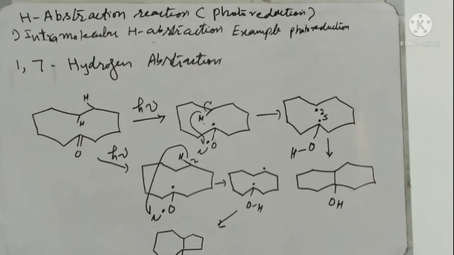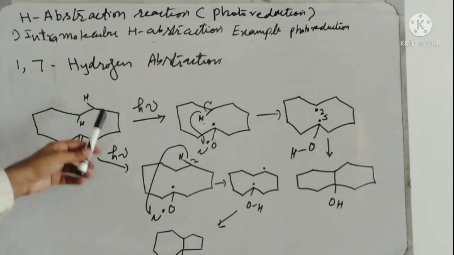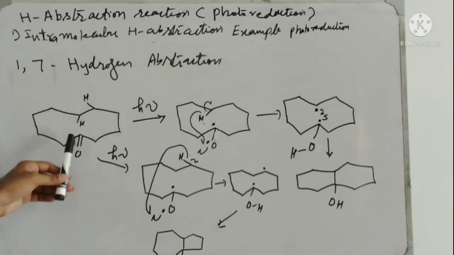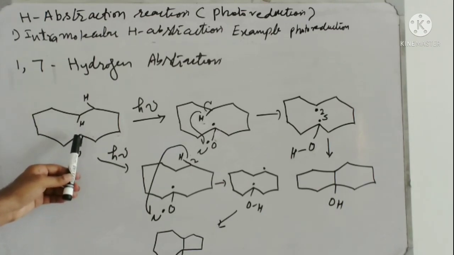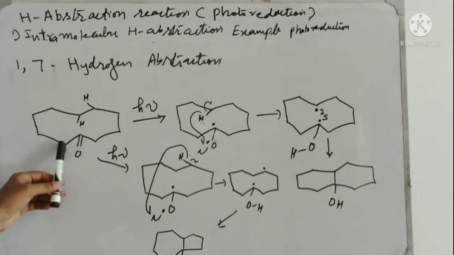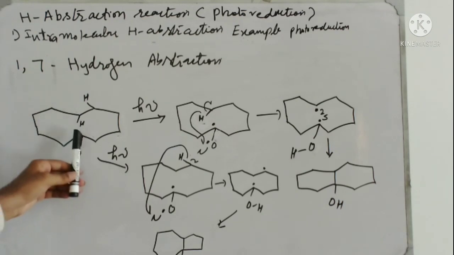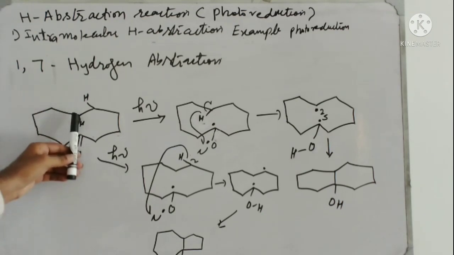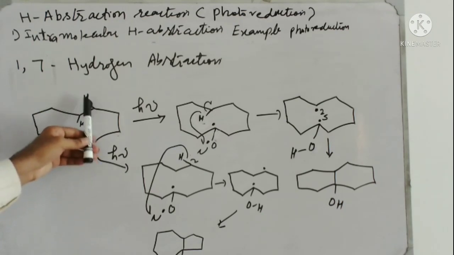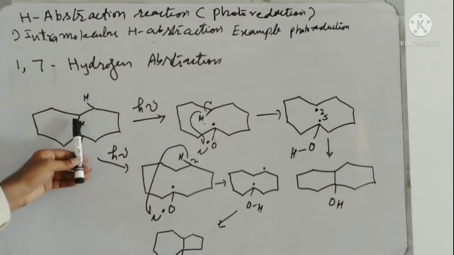This is another example, where the 1,7 hydrogen can be abstracted. If you have this carbonyl compound, there are two possibilities. If we count from this carbonyl, 1, 2, 3, 4, 5, 6, this is 1,6, and either this hydrogen can be abstracted, or this hydrogen can be abstracted.